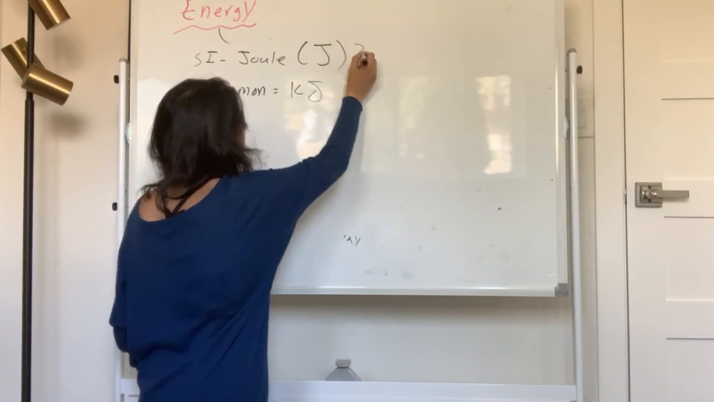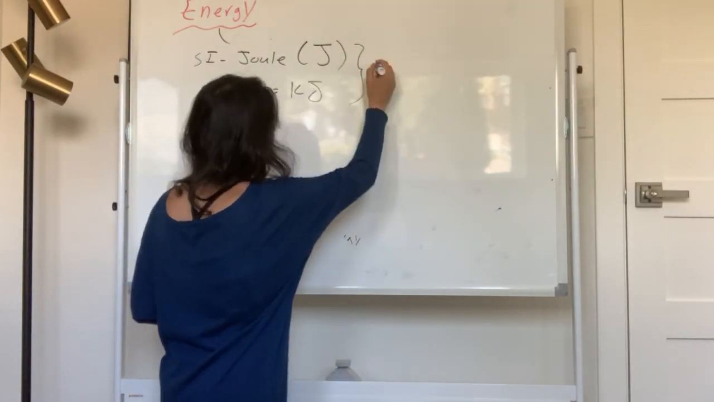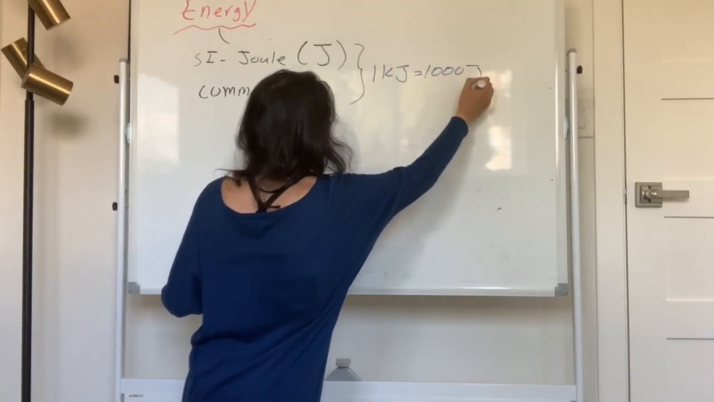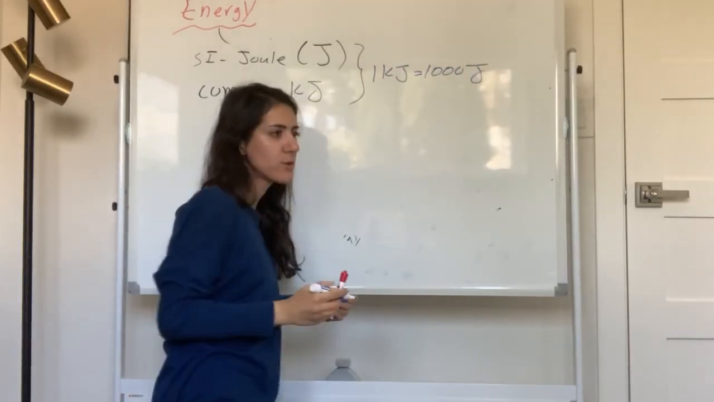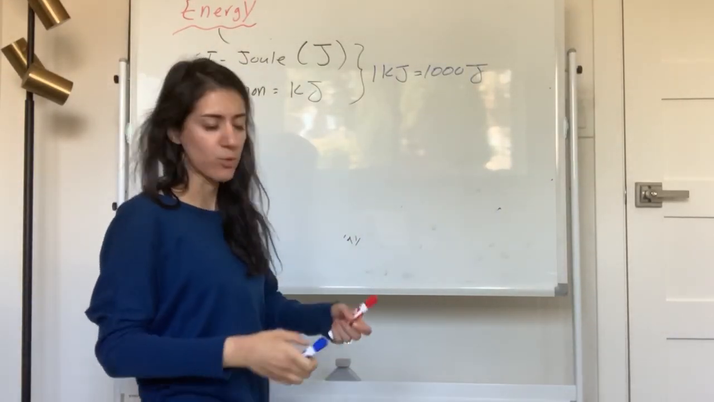And of course, you already know this. How would you go from kilojoules to joules? 1 kilojoule would be 1,000 joules. So that would be the SI. Using joule and kilojoule is more common.